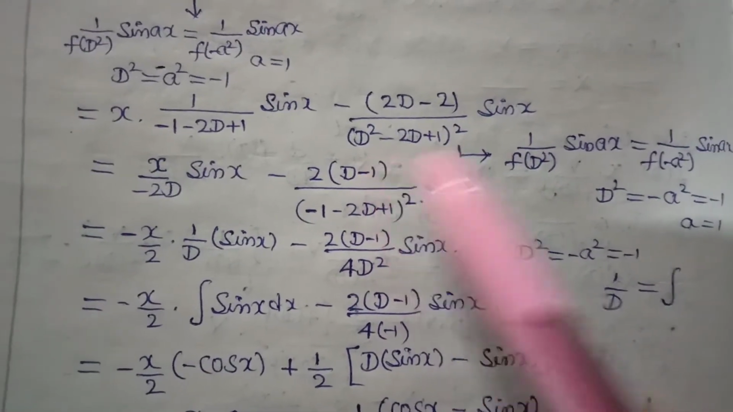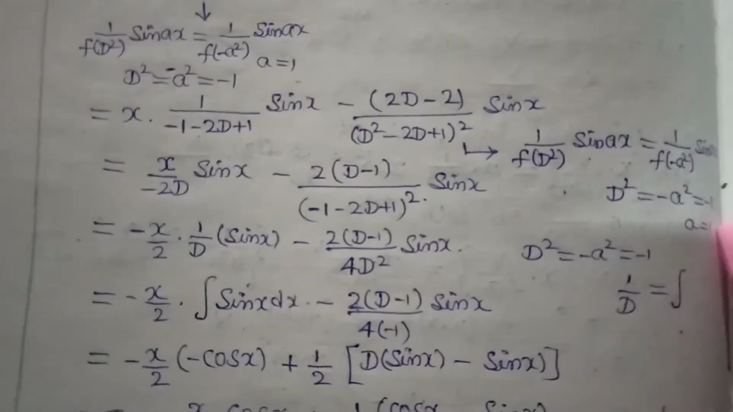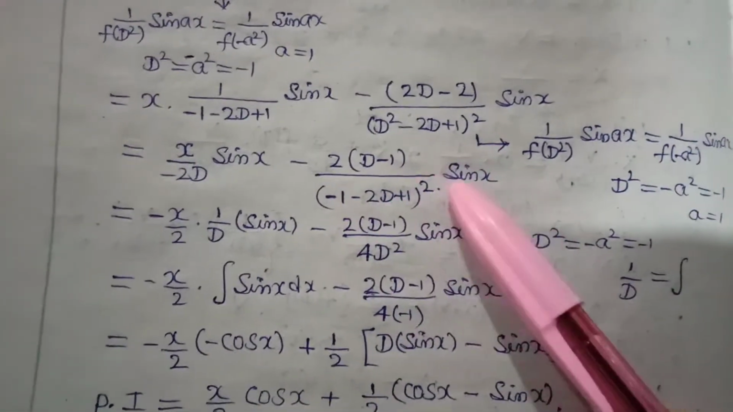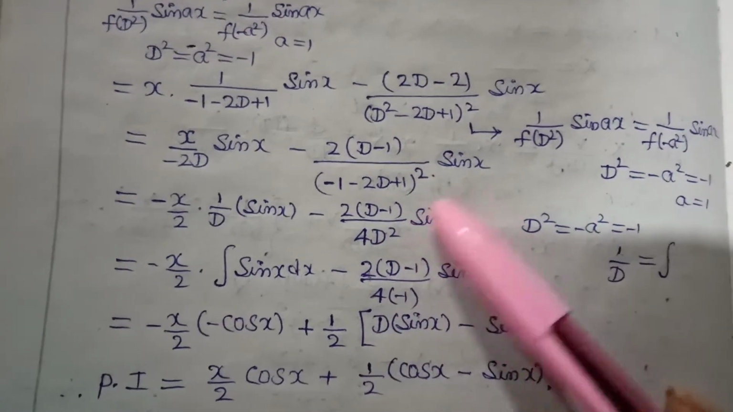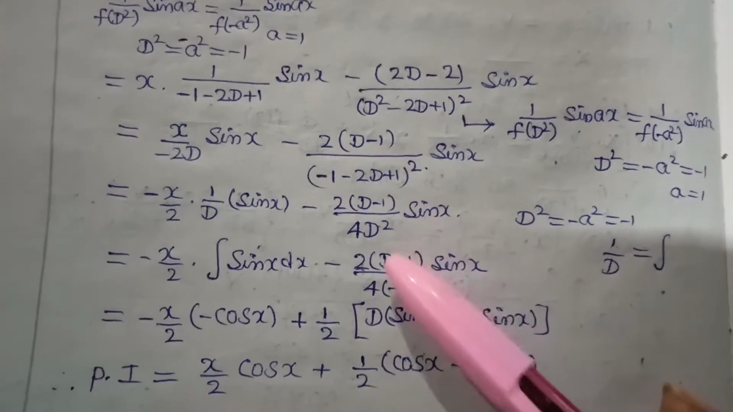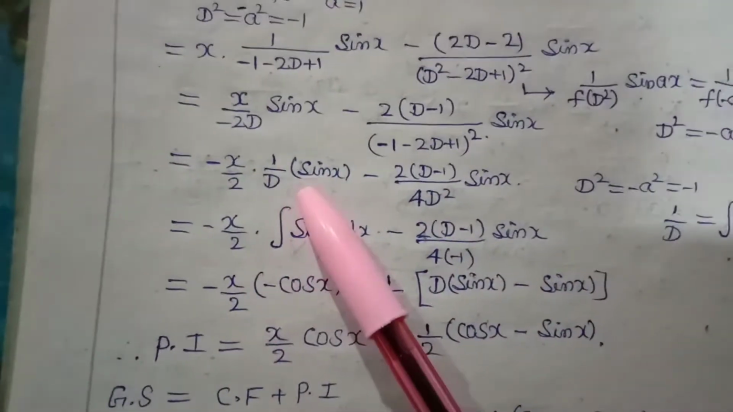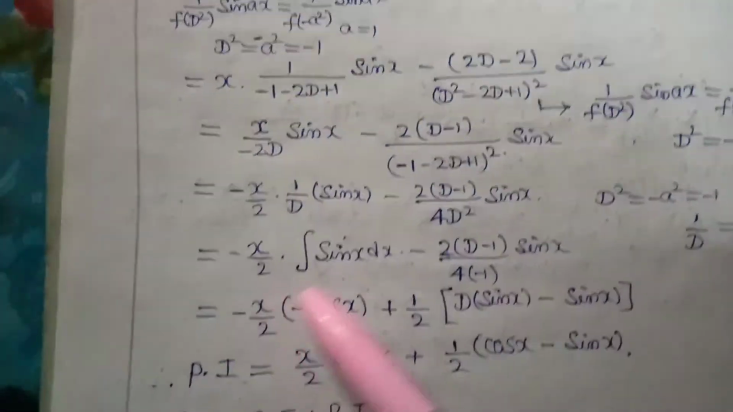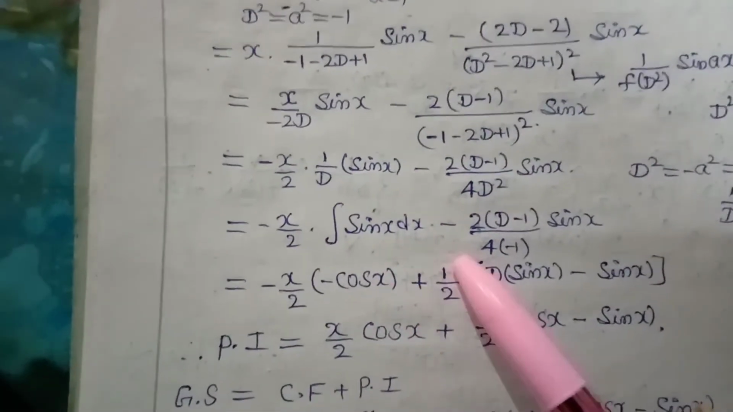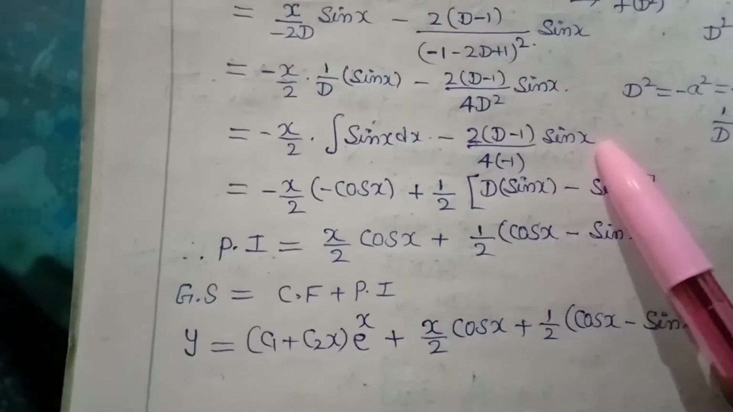Now again this is of the sin ax form. We are replacing D square by minus a square, which is minus 1. So on simplification this term becomes 4D square into sin x. Again this is of the sin x form, so replace D square by minus a square. And in the first term we get 1 by D. You know 1 by D is integral. So it is minus x by 2 into integral of sin x dx minus 2 times D minus 1 by minus 4 into sin x.